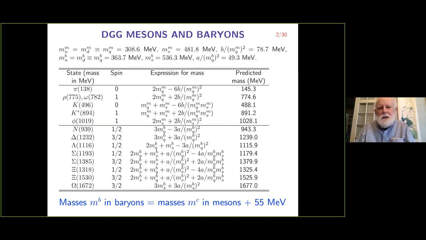So this is a set of predictions for mesons and baryons with different masses for the quarks in mesons from their masses in baryons. And the difference in mass of the quarks is a unified 55 MeV. So if you scan down these relations, there are hyperfine interactions which scale as inverse quark masses, and there are constituent quark masses themselves, and SU(3) is broken by having different mass for the strange quark and for the up and down quarks, and we are working in the isospin symmetric limit.